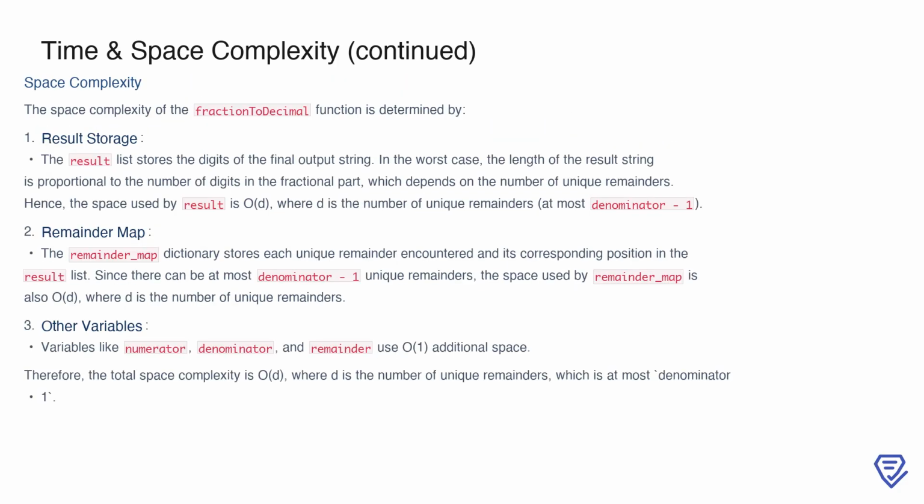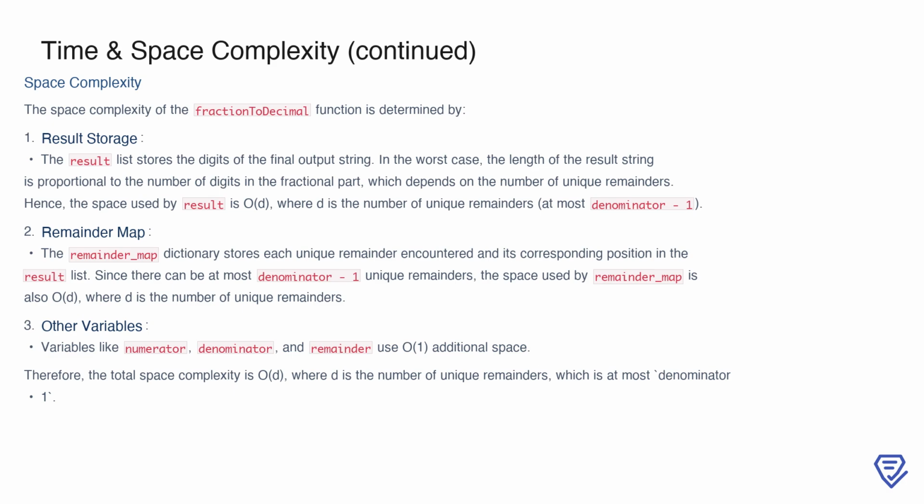When considering the space complexity, the primary contributors are the data structures used to store intermediate results. The result list holds the digits of the decimal representation, and in the worst case, its size depends on the number of unique remainders, which is at most denominator minus 1. This gives it a space complexity of O(d), where d is the number of unique remainders.